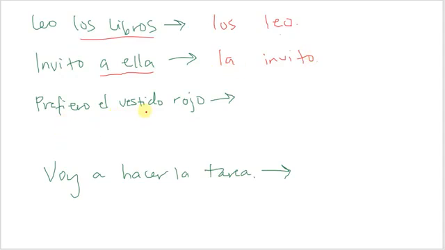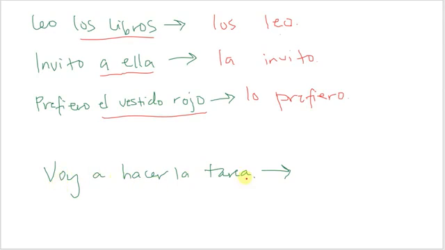Okay, prefiero el vestido rojo. The direct object would be el vestido rojo, the red dress. I prefer the red dress. Masculine and singular, so it would be lo, and then prefiero. So I prefer the red dress. I prefer it.